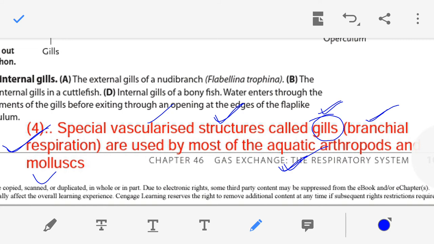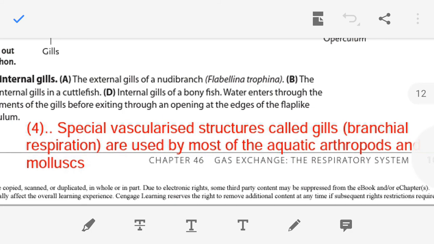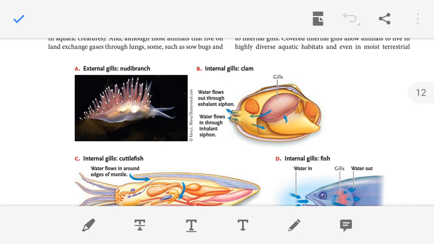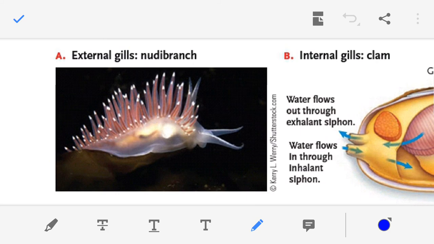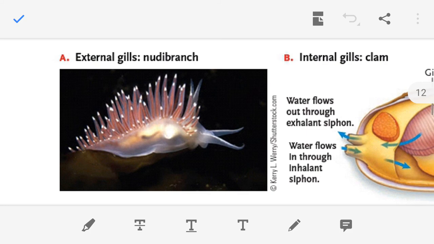Now we know the mollusks are soft-bodied animals, and most of them are aquatic ones. Here, this is the nudibranch, and on the body surface you can see the external gills are present. So for nudibranch, we are remembering that the external gills are present as the respiratory organ.